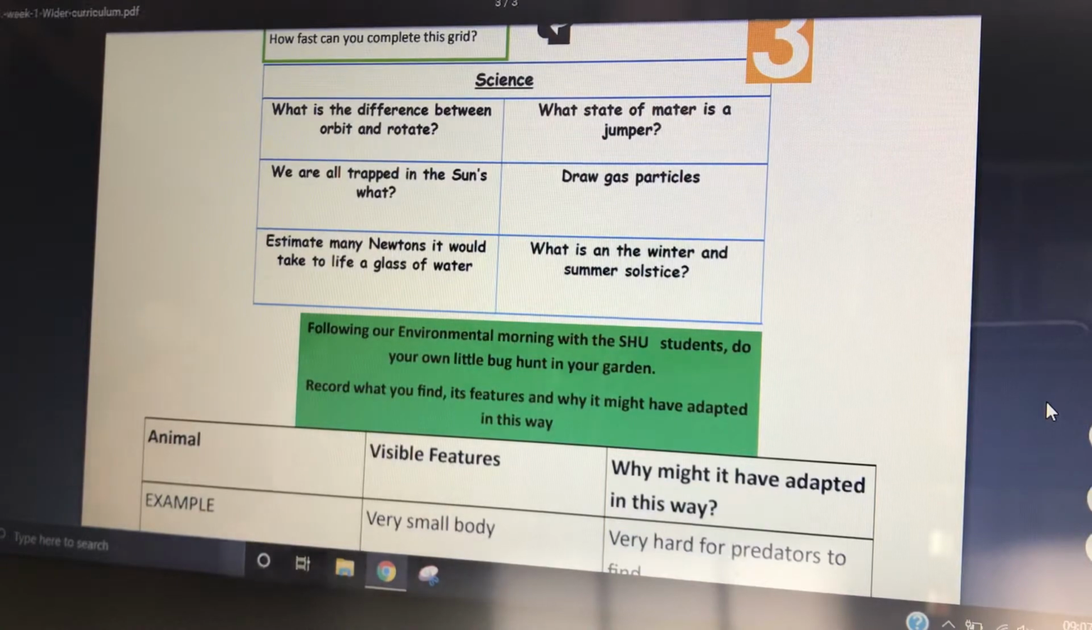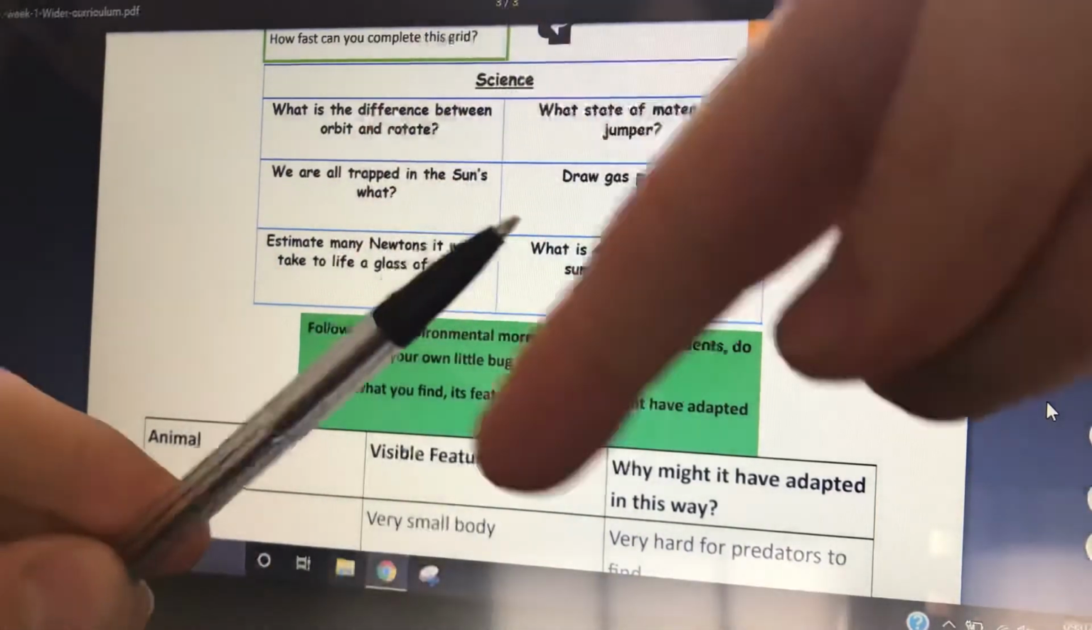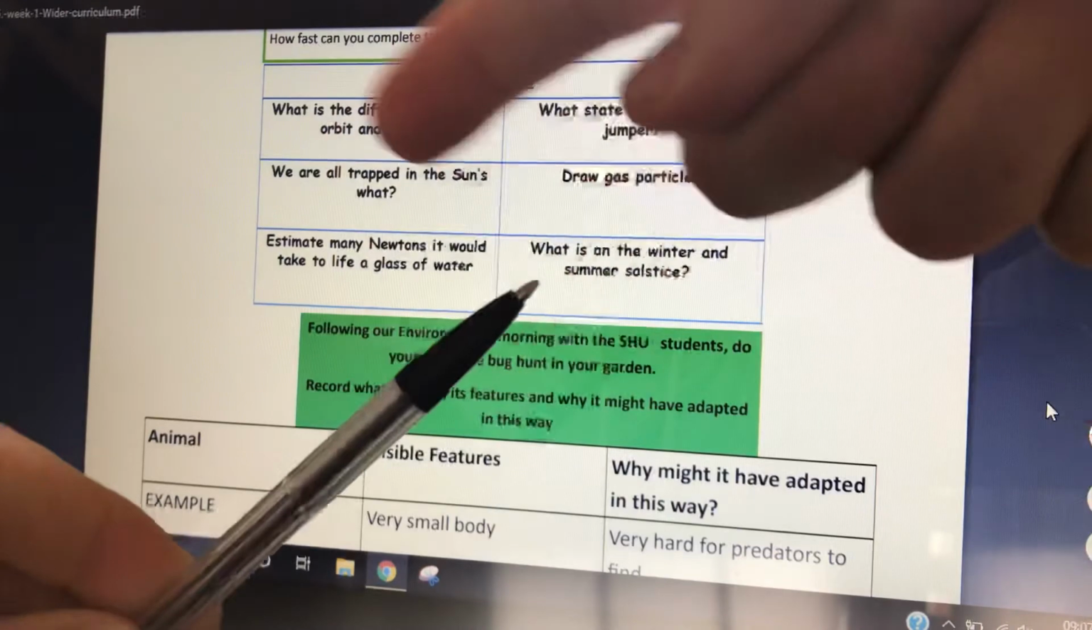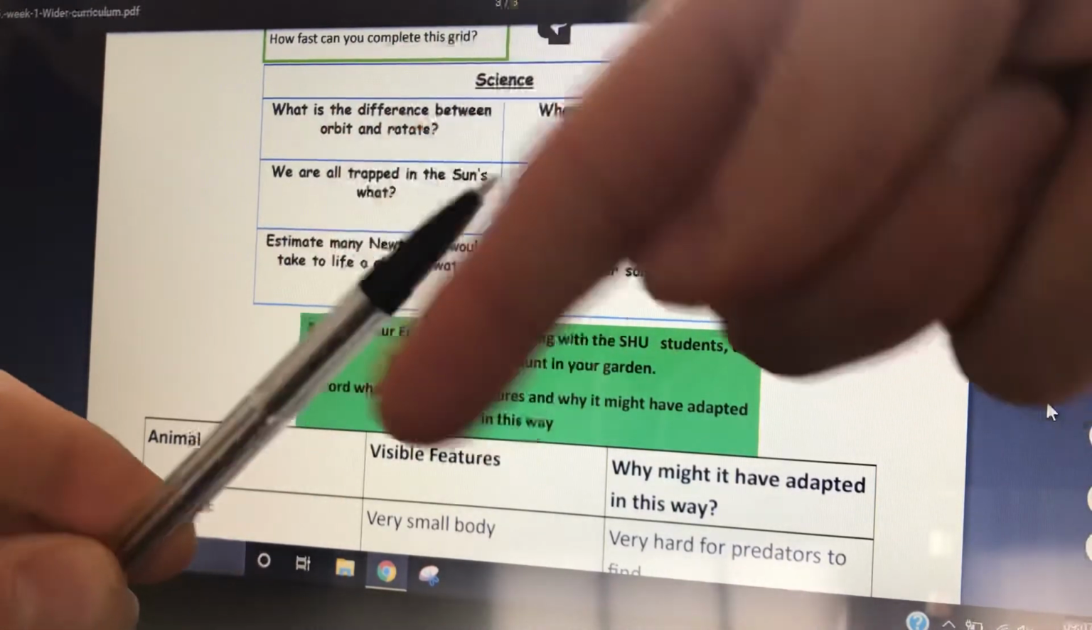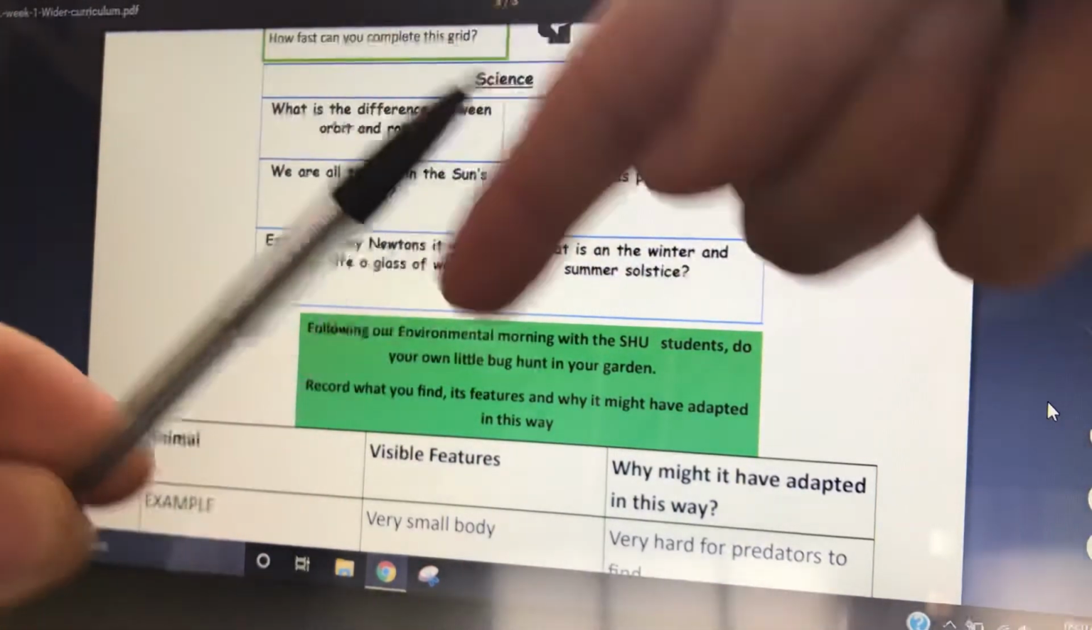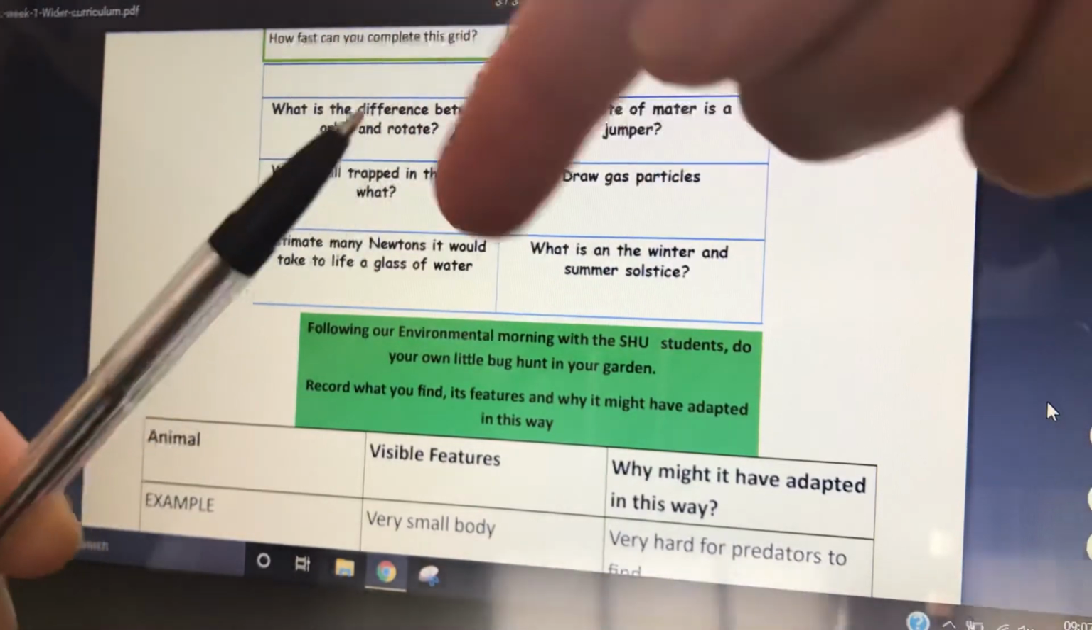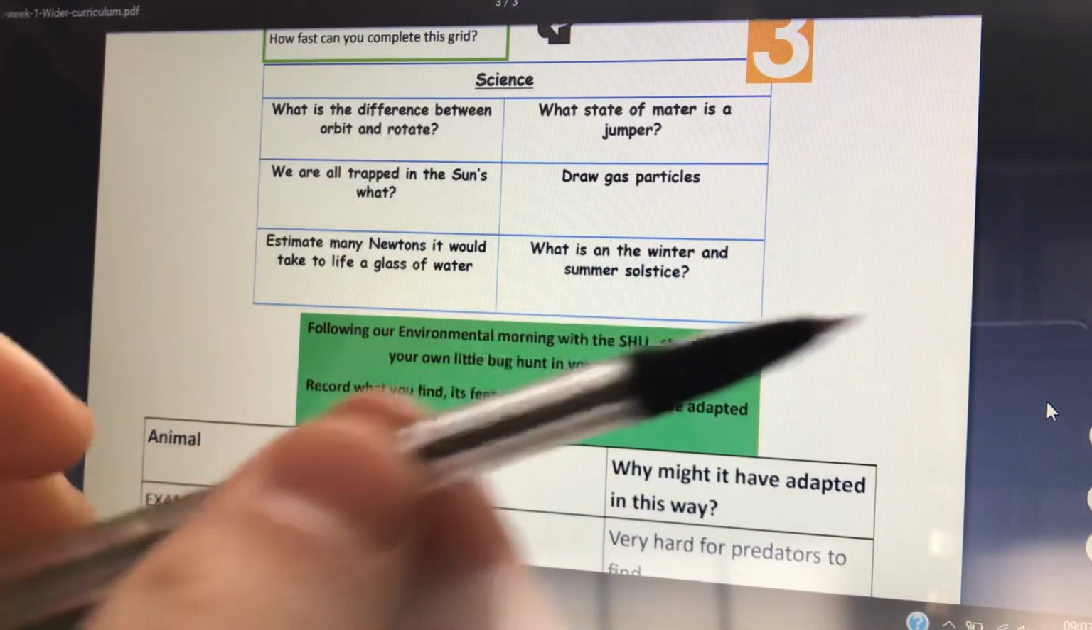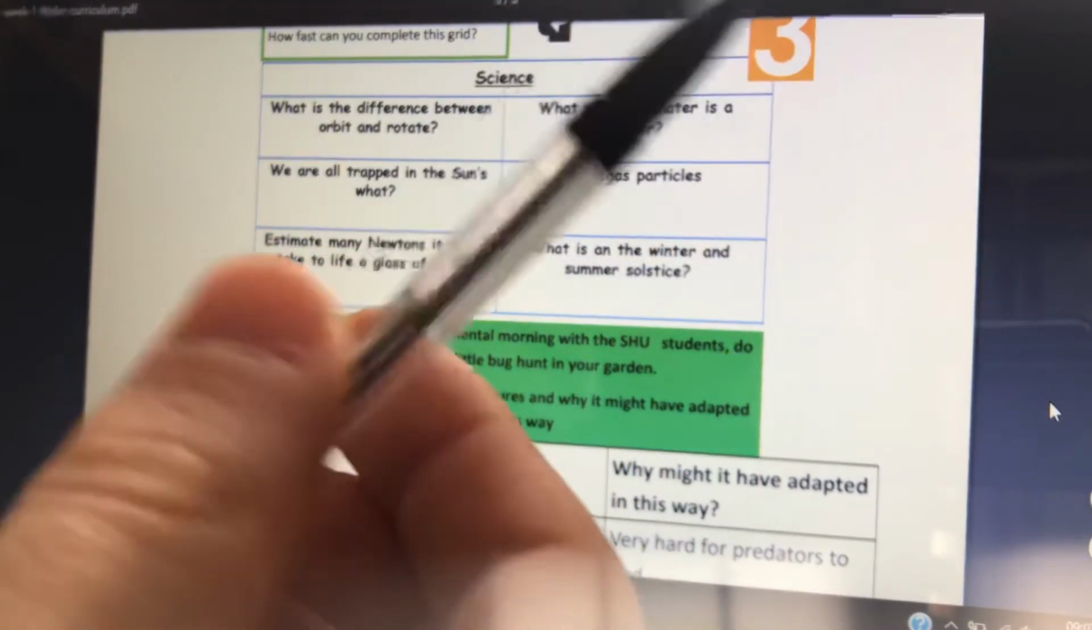So, orbit is to go around something. There you go. That would be orbiting. So, the Earth orbits the Sun. The moon orbits the Earth. Rotate is simply turning on its axis.